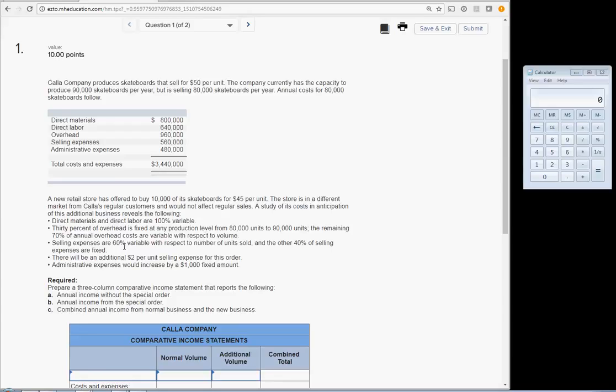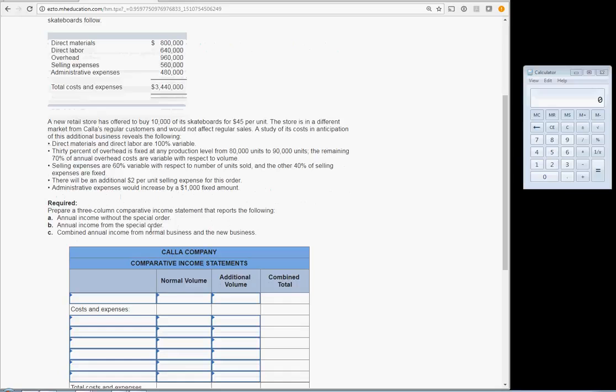Selling expenses are 60% variable. So right here, selling expenses 60% variable, meaning 40% is going to be fixed. There's going to be an additional $2 per unit selling expense for the special order, and administrative expenses would increase by a $1,000 fixed amount.